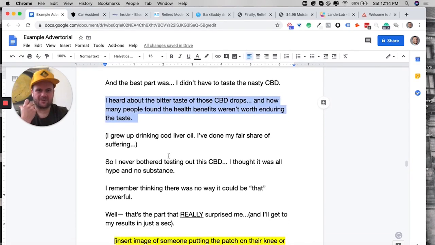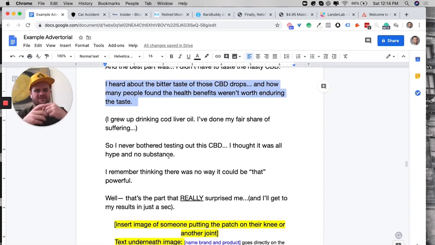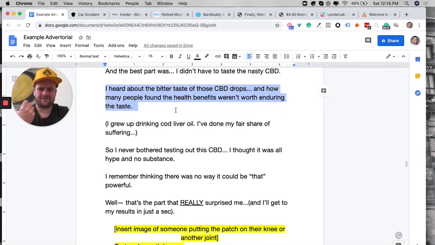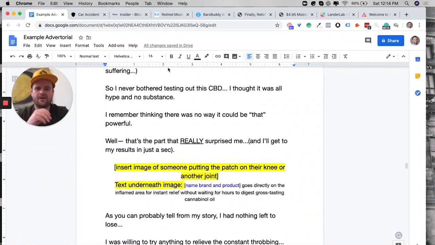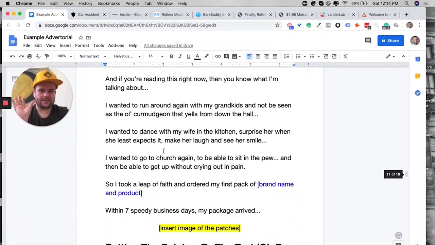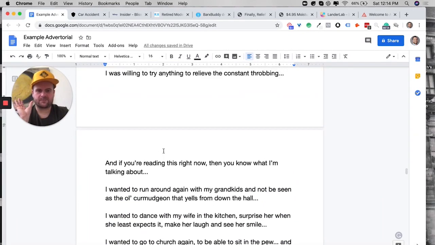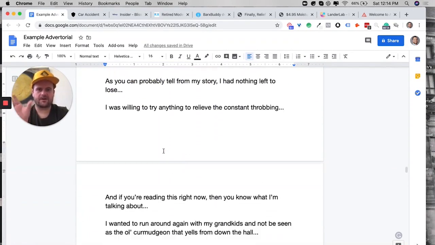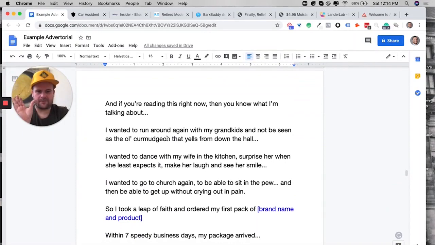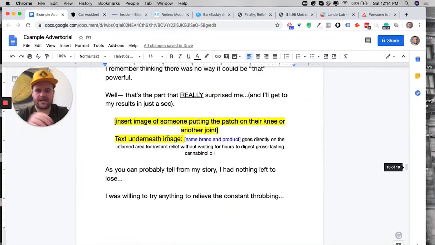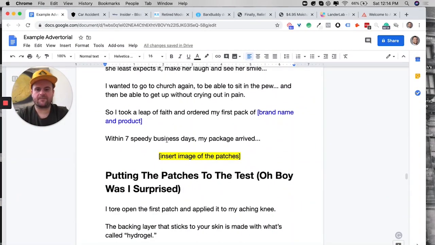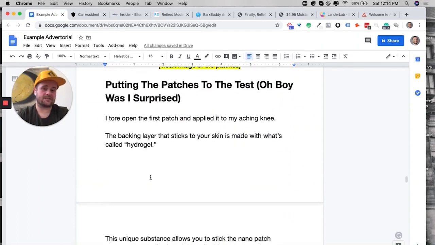Like, they can taste it, they don't want it. So it's easy for them. Like, oh, I'd rather just put up with a pill if I don't have to taste something gross that's in my mouth forever. So I bought it, I tested it out, and here we go. So you test it. This is what I did. I took a leap of faith. I ordered it. I started, and then I tore it open. And here's what happened. And then this is the putting the patches to the test.